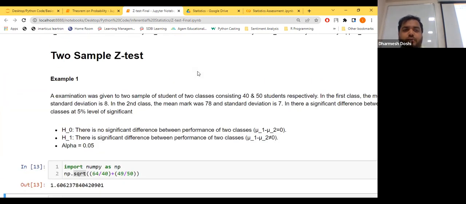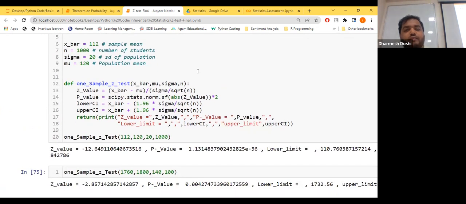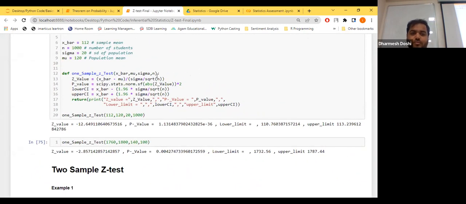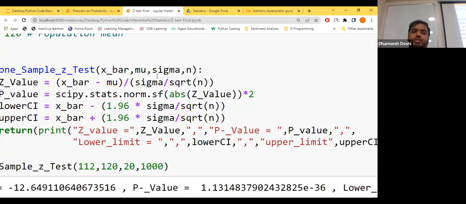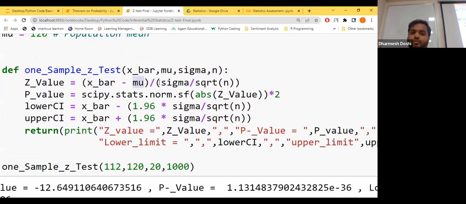Now guys, I need to go to one sample. Let's open one sample. Tell me what is the formula we have. X bar minus mu. So can I say X bar value will pass, mu value will pass, sigma value will pass, and n value will pass. X bar minus mu, divided by sigma over square root of n. Same formula we have done manually. I've made Z. I convert this Z to give me the P value.